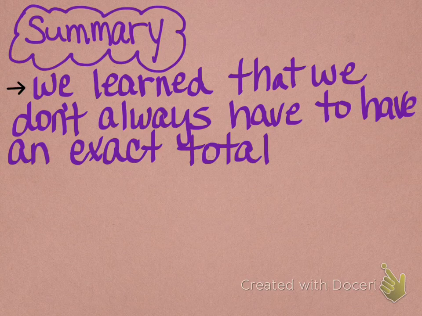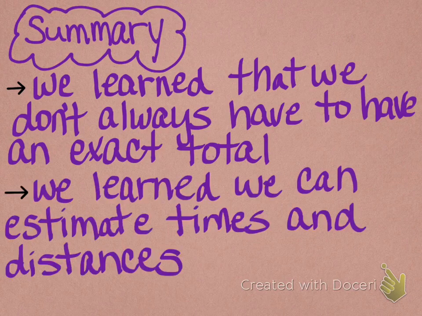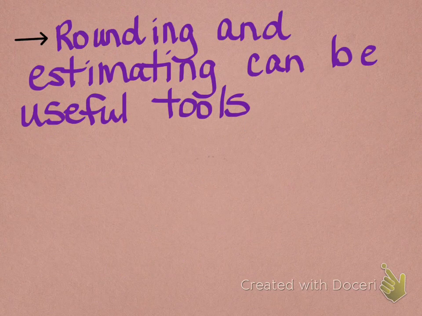So let's summarize what we have done in this lesson. We learned that we don't always have to have an exact total, that sometimes, especially in life, we often will round or estimate so that we can get a good idea. We learned we can estimate times and distances. And we also learned that rounding and estimating can be useful tools to help us answer an assortment of problems.